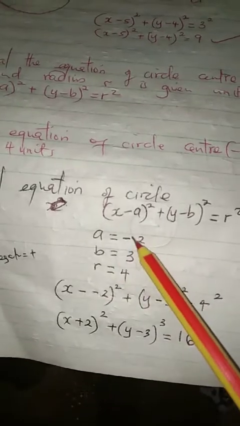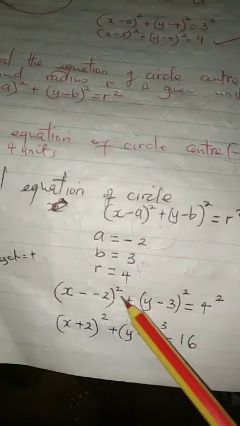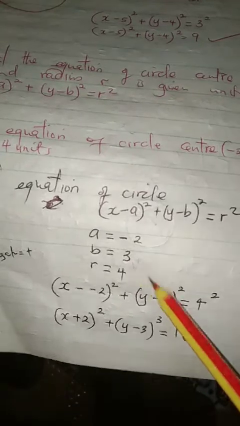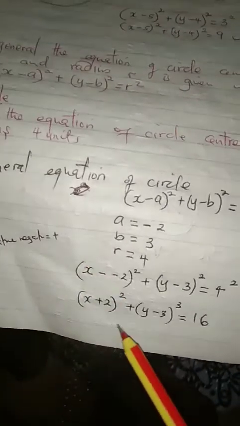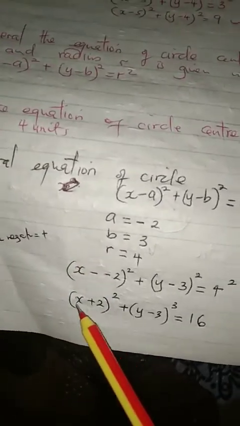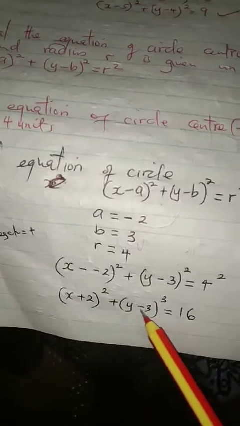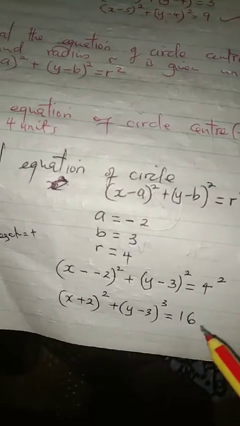So a is -2, so we have x minus -2, then y minus 3, where 3 is just alone there, is equal to 4 squared. So negative becomes positive. So (x + 2) and (y - 3) squared, sorry, that was a mistake, that is (y - 3) squared, is equal to 16. That is the equation. Let's see another one.